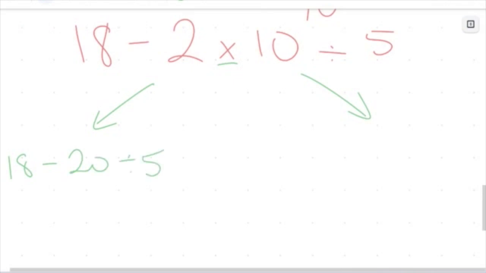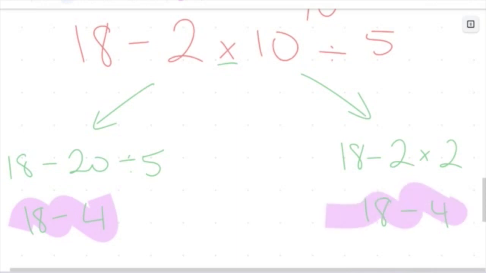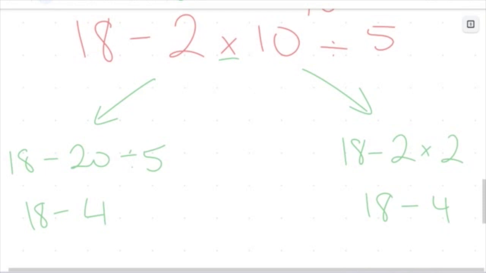And on this side, I'm going to divide first, just to show you guys that we get the same answer. So 18 minus 2 times 10 divided by 5 gives me 2. So here I get 18 minus, and I want to do the division first. So 20 divided by 5 gives me 4. 18 minus 2 times 2 gives me 4. So you can already see between here and here that we're going to arrive at the same destination. We're going to get the same answer. So 18 minus 4 gives me 14. 18 minus 4 gives me 14.